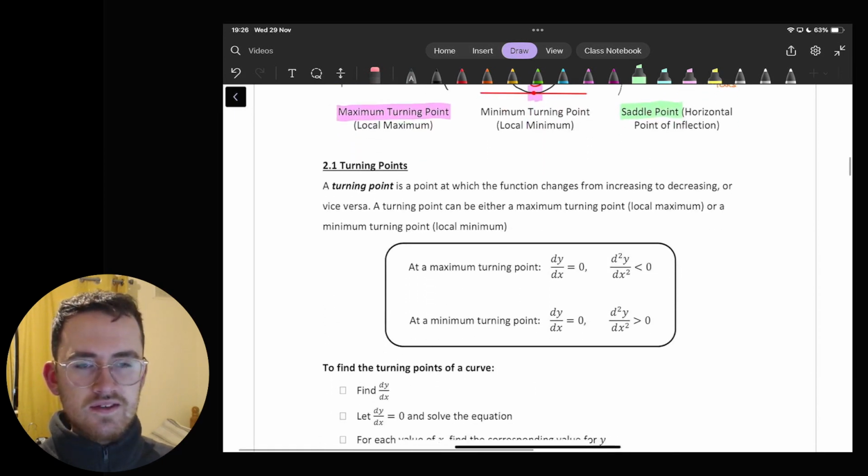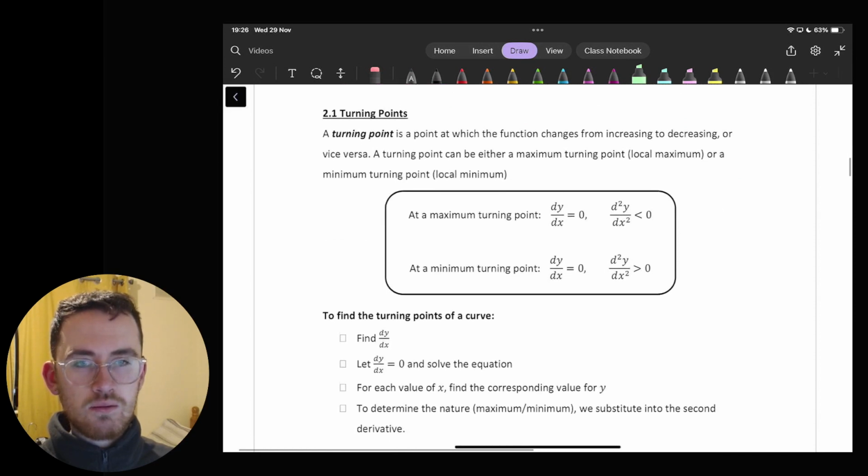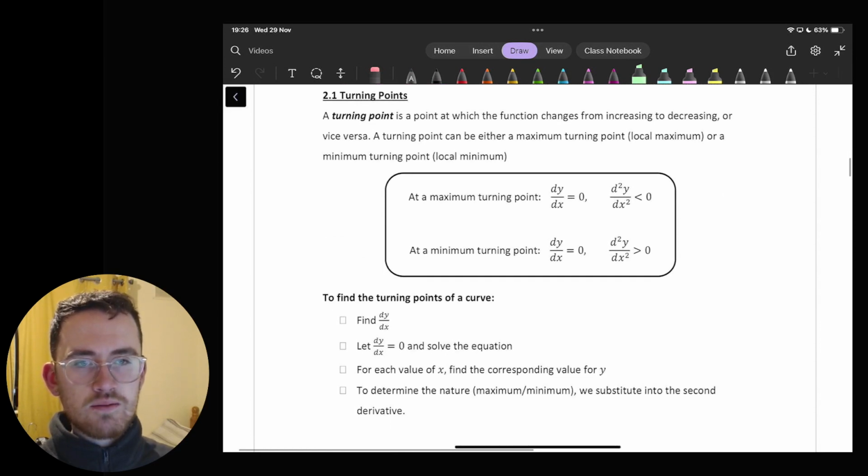So getting more specific, we're going to look at some turning points. A turning point is a point at which the function changes from increasing to decreasing, or vice versa. So it might go from decreasing to increasing. So a turning point can be either a maximum or a minimum, as we've said earlier.